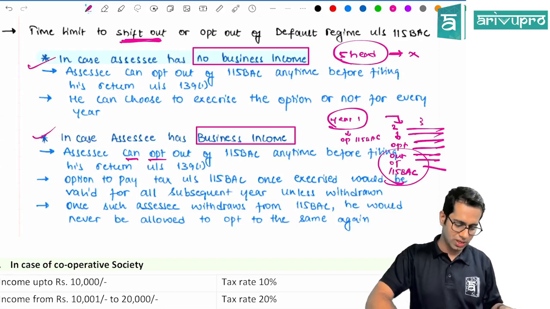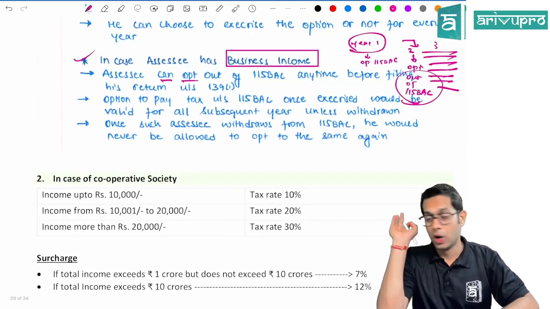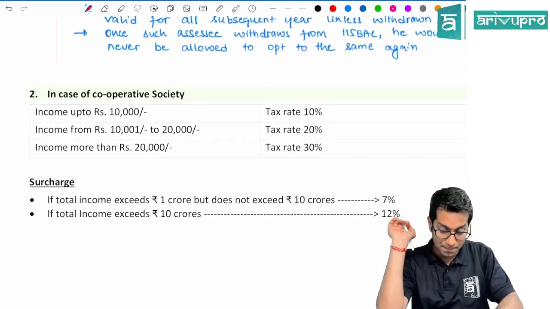So this is what is written over here. You can read it later. This is the major amendment. That is the most important amendment. Other amendments are not so major.